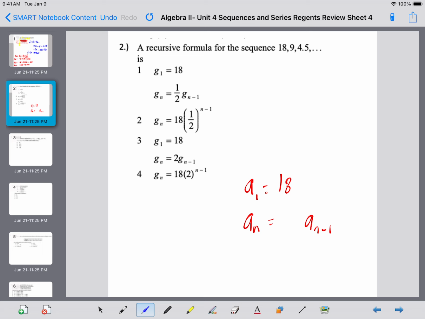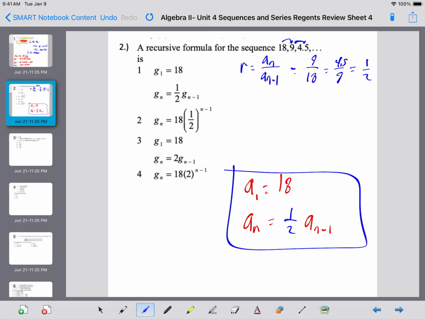So, this one is kind of obvious to see. It looks like you're multiplying by 1/2. So, there's a common ratio. You would take a term and divide it by its previous term. So 9 divided by 18, same as 4.5 out of 9, which is all just 1/2. Since it's a common ratio, you know it's multiplication. So that would be the recursive formula. That is option 1.